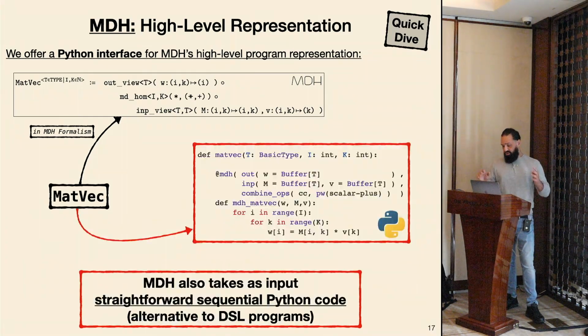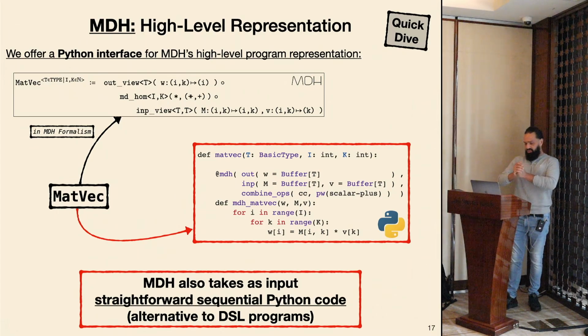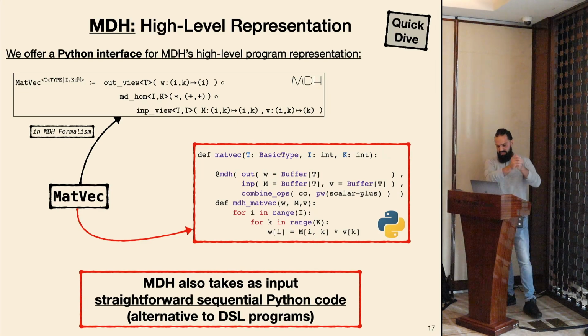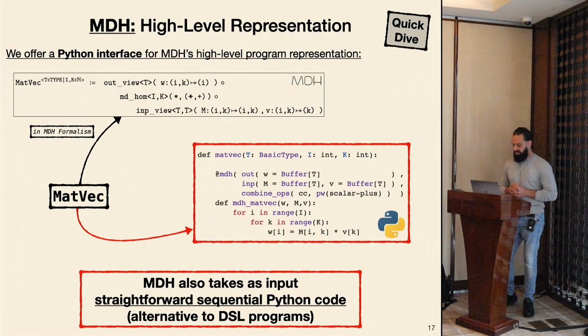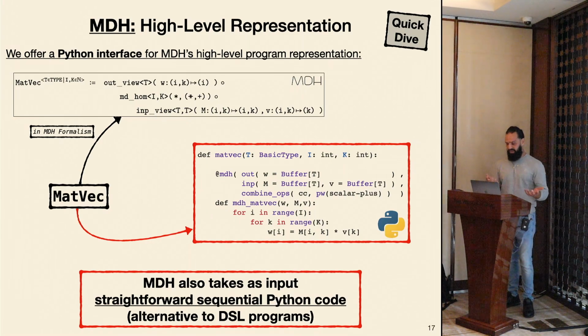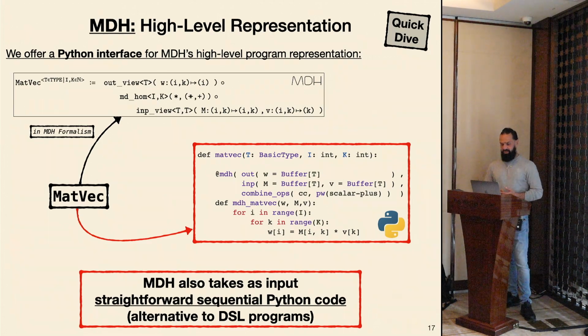As already mentioned at the beginning of the talk, we can also take straightforward sequential code as input, for example Python code. That's how Python code would look if you want to optimize it via MDH. You just implement matrix vector multiplication via the typical two for loops, and then use the decorator where you say what your input data and output data are. You explicitly state the combine operators, and that's everything you need to do. And that's completely equivalent to the formal representation, and also to the Python-based implementation that we have seen on the slides before.